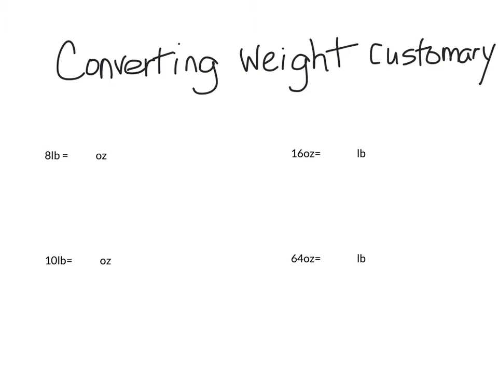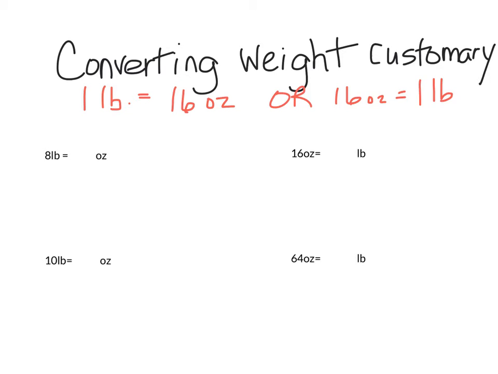I wanted to go over with you very briefly and pretty basically how do we convert weight, which is ounces and pounds or pounds to ounces, in the customary U.S. System. So as we know, 1 pound equals 16 ounces. Or you could say 16 ounces equals 1 pound.